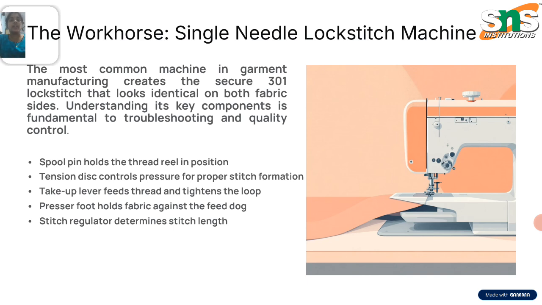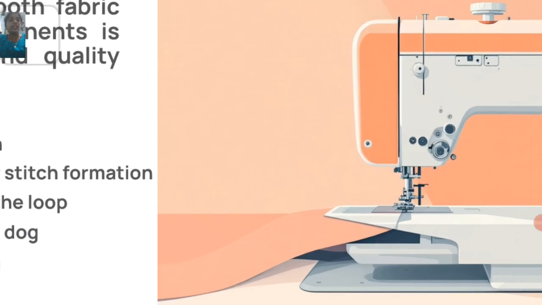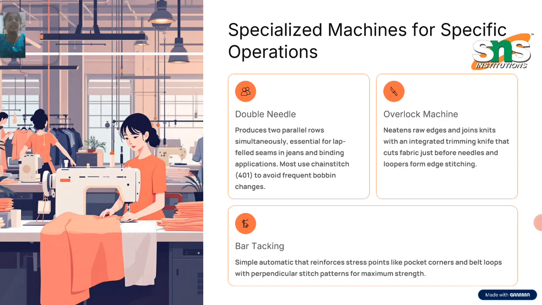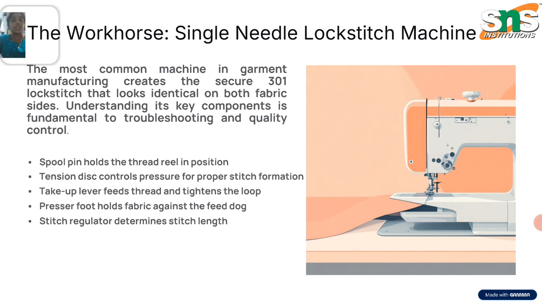Some parts are given here. Spool pin, at the top of the machine, holds the thread. Tension disc controls the pressure for proper stitch formation. This part is mainly concentrated as a tension disc. Take up lever is placed on the back side of the sewing machine. Presser foot is at the bottom, which presses the fabric and carries the needle, and at the bottom it has the bobbin case. Stitch regulator determines the stitch length. So there are different stitch lengths. We have to use the stitch length based on the need of the fabric and where we are using it.